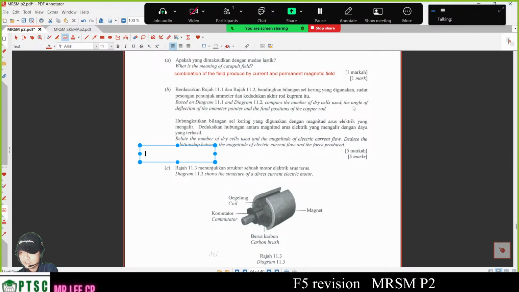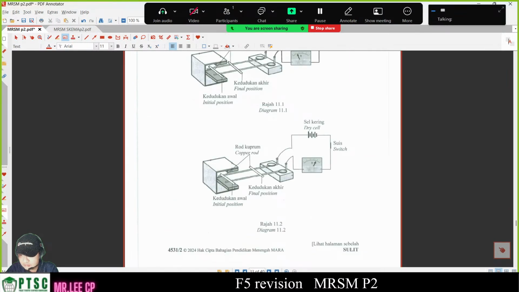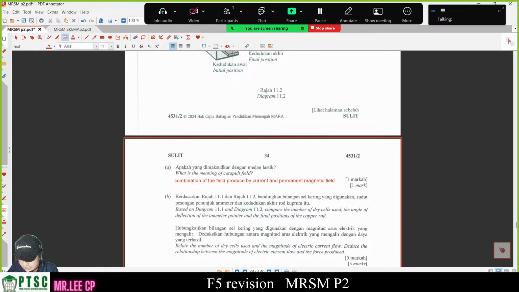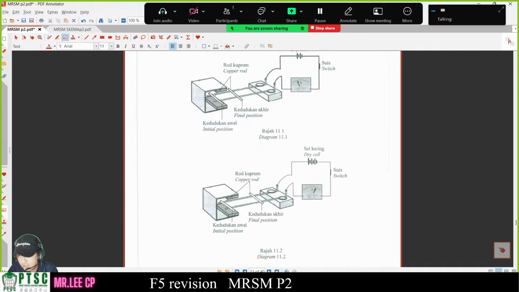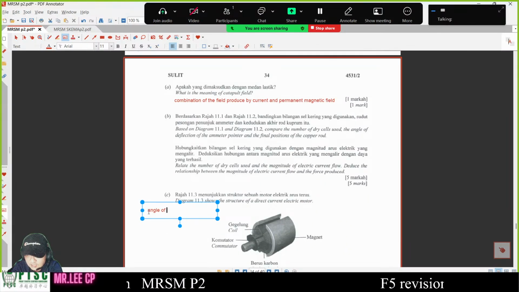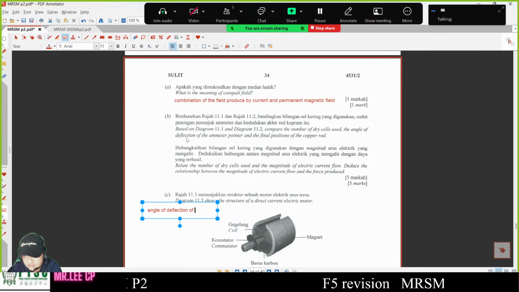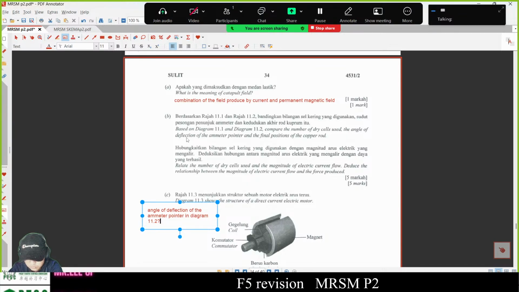So compare the number of dry cell, I do it already. Compare the angle of deflection of the emitter. Okay, so the emitter, this one deflects a lot, this one deflects little only. So the angle of deflection of the emitter pointer in diagram 11.2 is greater than 11.1. Okay.